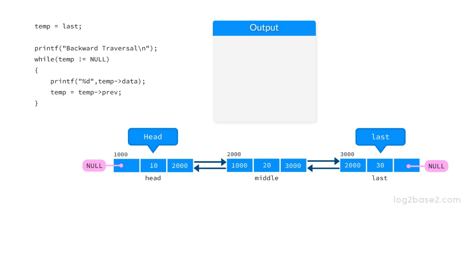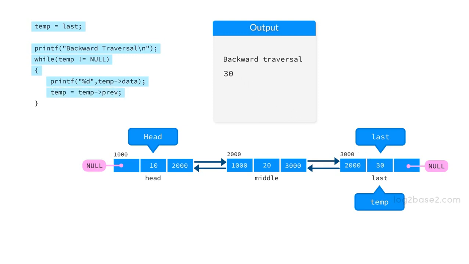So first, create a temporary pointer temp and assign the last node's address. Now we have a while loop while temp not equal to null. So similarly, this loop will continue till temp becomes null. So print the data which is present in temp node, which is last now. So it prints 30 and move temp to the previous node. So now temp points to 2000 and check the condition, it holds.